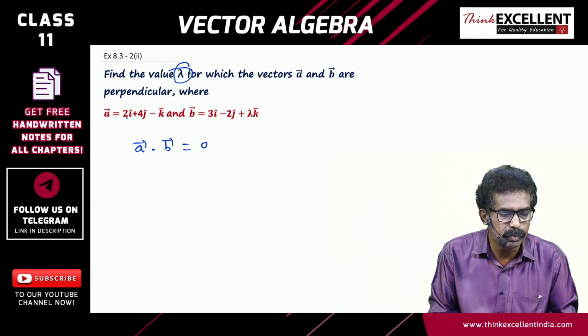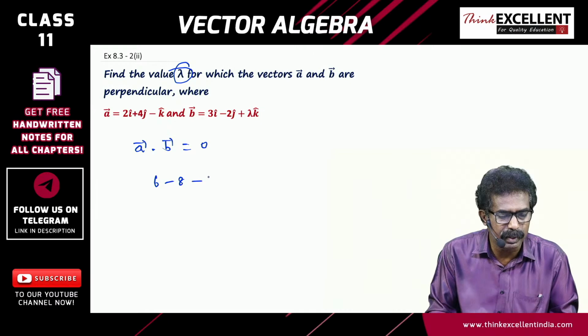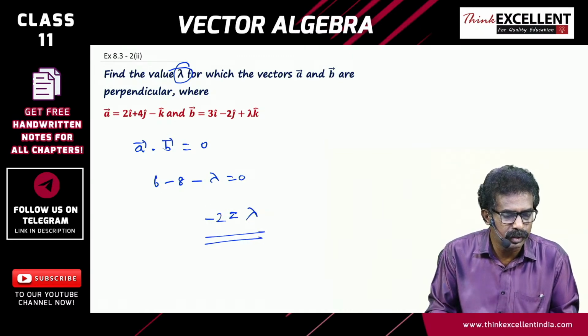i coefficients you multiply, 2 into 3, 6. j coefficient 4 into minus 2, minus 8. k coefficient minus 1 into lambda, minus lambda equal to 0. Take minus lambda to the other side, plus lambda. 6 minus 8 is minus 2, so lambda value is minus 2.